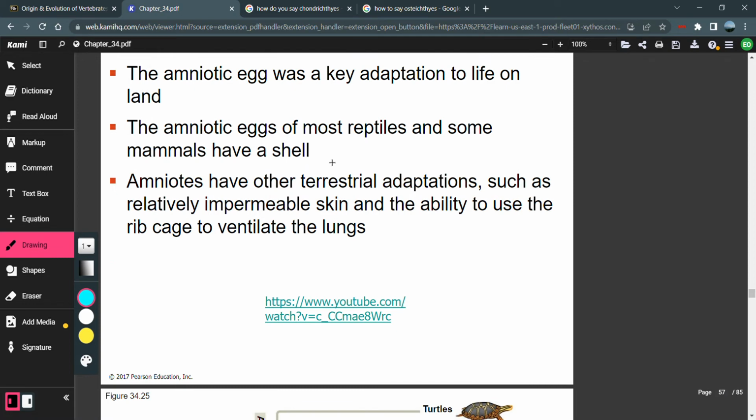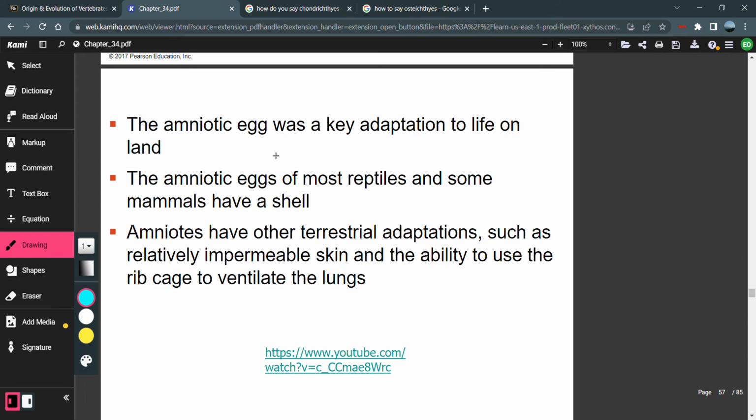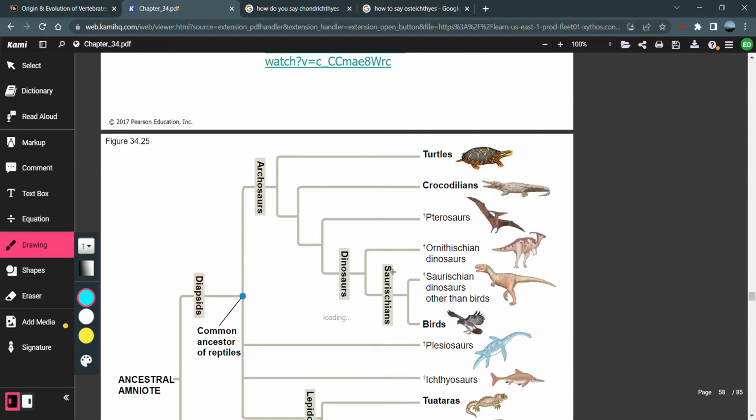The amniotic egg was a key adaptation to life on land. It allowed the egg to prevent the embryo from desiccating quickly. The amniotic eggs of most reptiles and some mammals have a shell. Amniotes also have other terrestrial adaptations such as relatively impermeable skin and the ability to use the rib cage to ventilate the lungs.